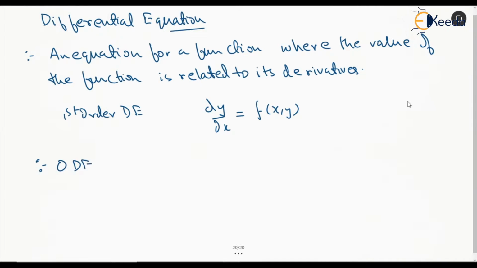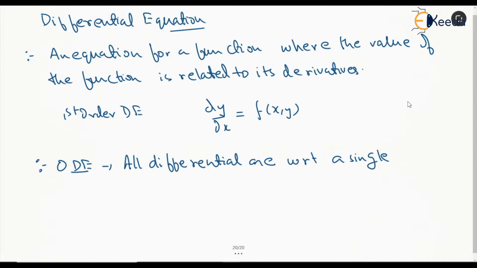So now, what is this ordinary differential equation? Ordinary differential equation is one where all the differential coefficients are with respect to a single independent variable. So however many derivatives and whatever power or degree it has, the dependent variable should be in terms of only one independent variable, right?